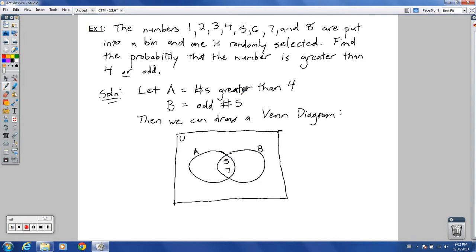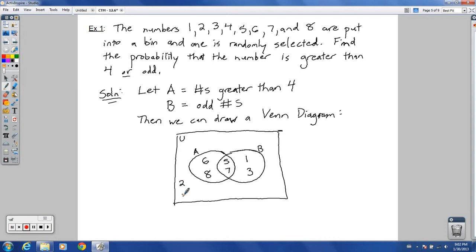Now in A, the number is greater than 4. Well, 5 and 7 are greater than 4, but there's also other ones. 6 and 8 are also greater than 4. So we keep moving out from there. 6 and 8 would belong in circle A, but not in the intersection of them. In circle B, we have odd numbers. So we have 5 and 7 are odd numbers, but there's also 1 and 3 being odd numbers. So those belong over here in B, but not included in A. And then what's left over, we didn't use 2 and we didn't use 4.